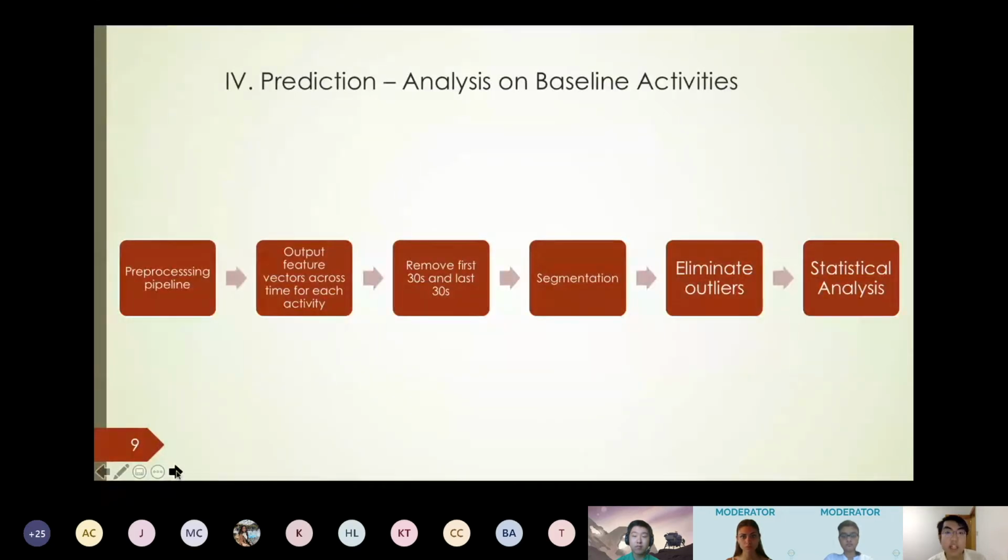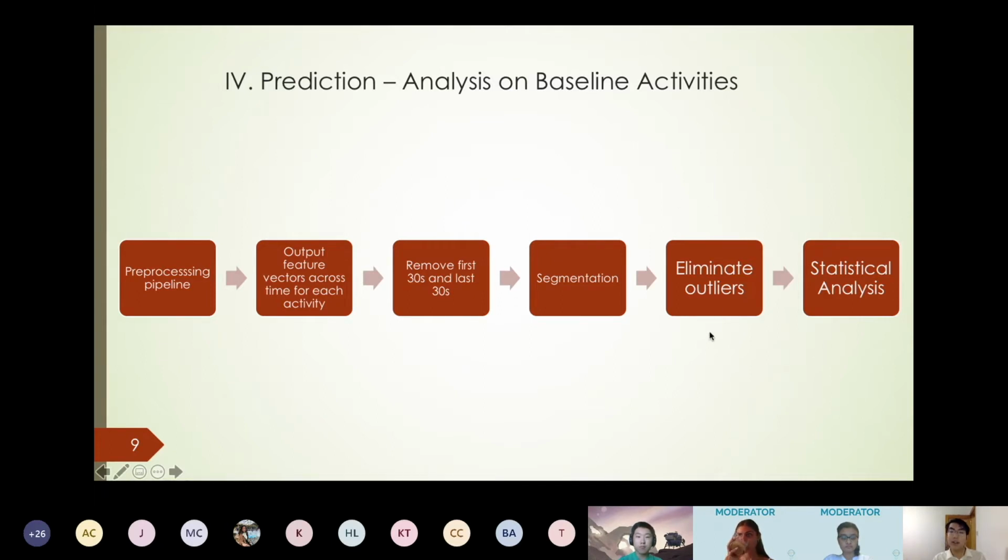Next step is prediction, analyzing the baseline activity data we've collected. After putting the data into the preprocessing pipeline, my code will output the feature vectors across time for each activity. I'll remove the first and last 30 seconds of the baseline activity because they are usually prone to noise as the participants are putting on and taking off and adjusting the headset to get used to it. Then I segment the data into 4 different periods, and that way I can get more data.